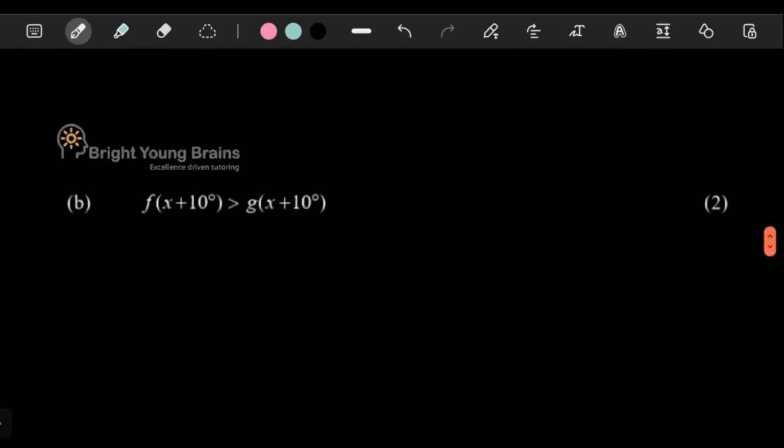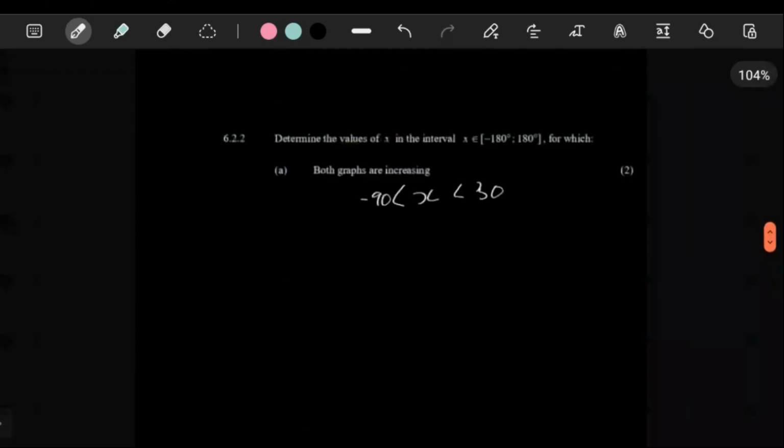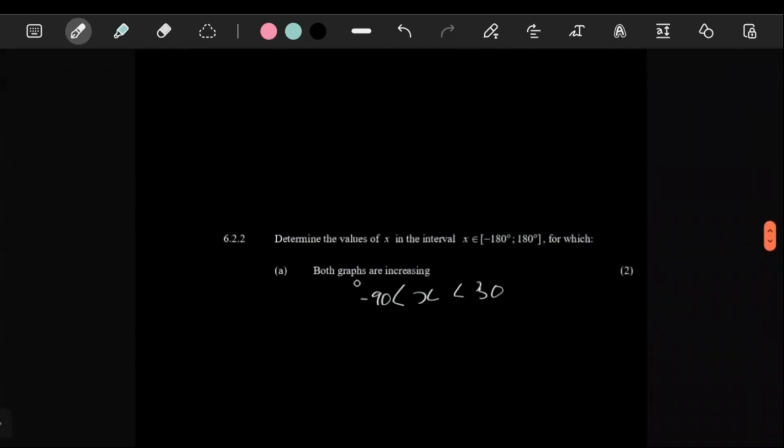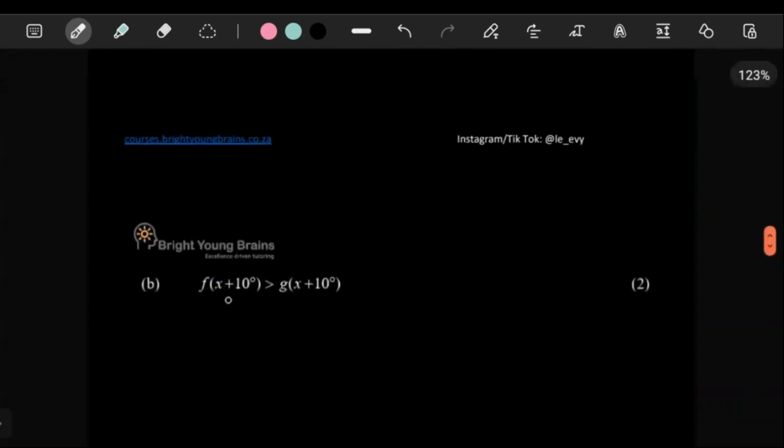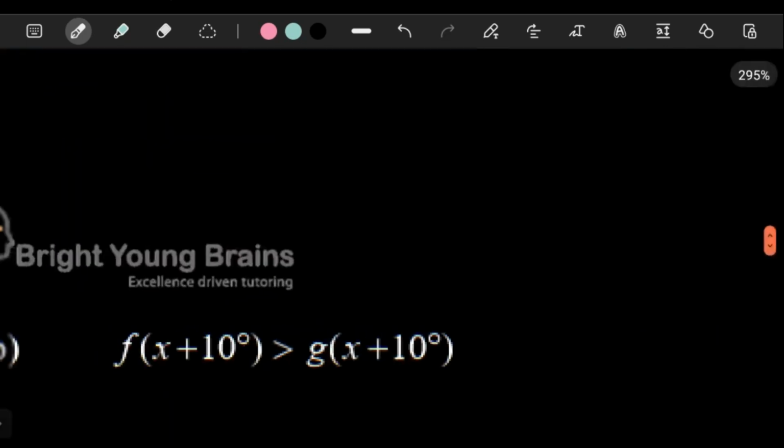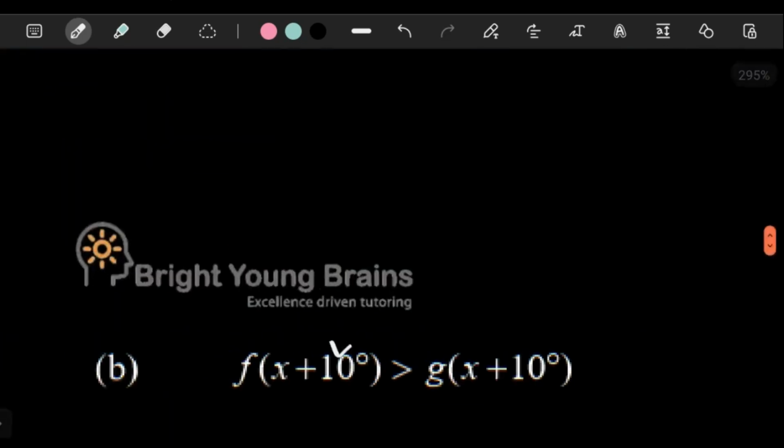It then says here, well, technically we should still determine in the interval negative 180 to positive 180, which this is bigger than that. Well, what we can already see is that both of these have horizontal shifts to the left.